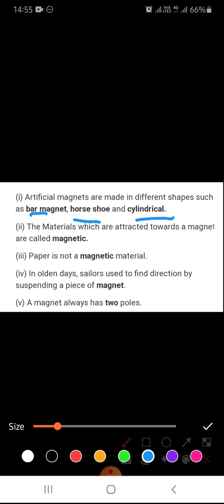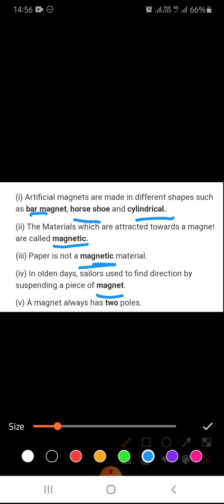Now the second one is: the materials which are attracted towards a magnet are called dash. What are they called? They are called magnetic materials. Paper is not a magnetic material. In olden days, the sailors used to find direction by suspending a piece of what in the air to find the direction? They used to suspend a magnetic wire, a magnetic material.